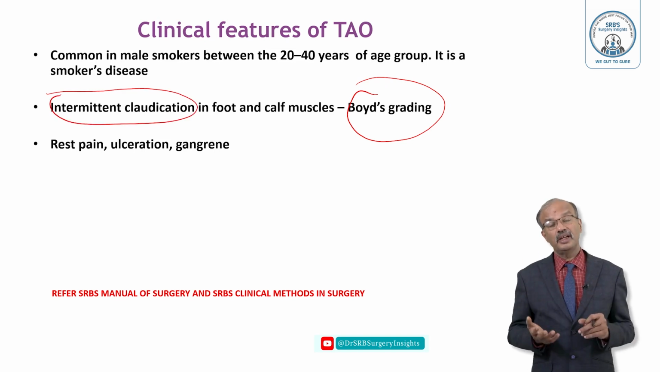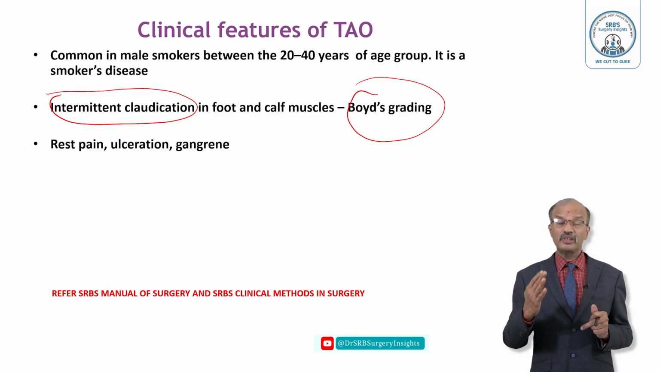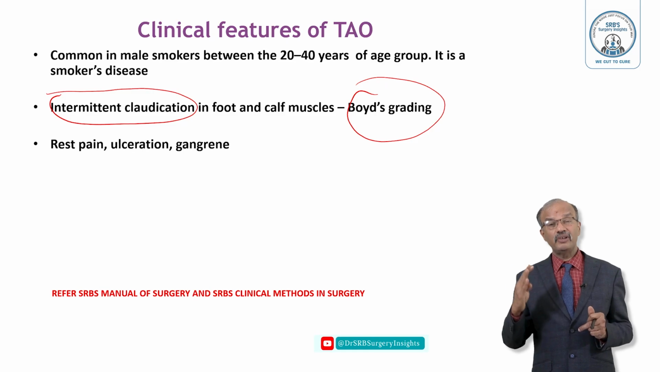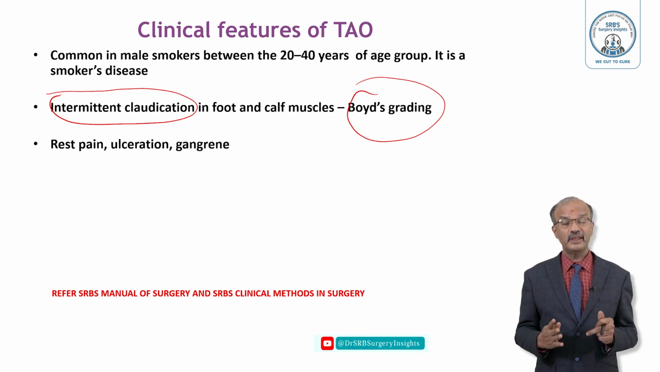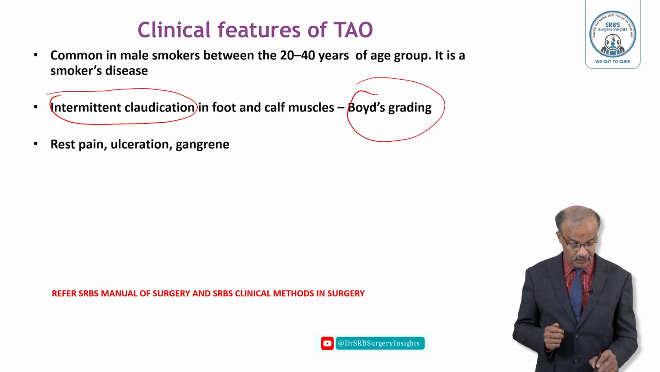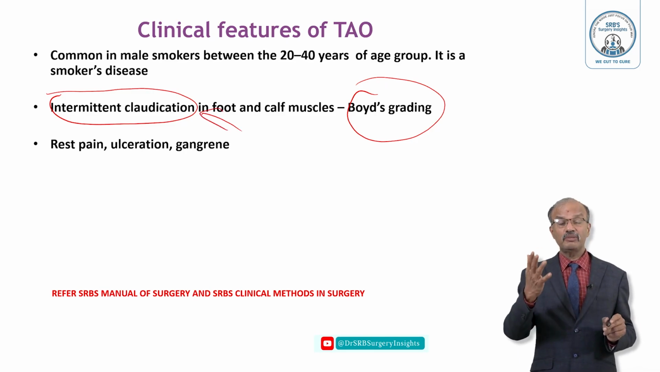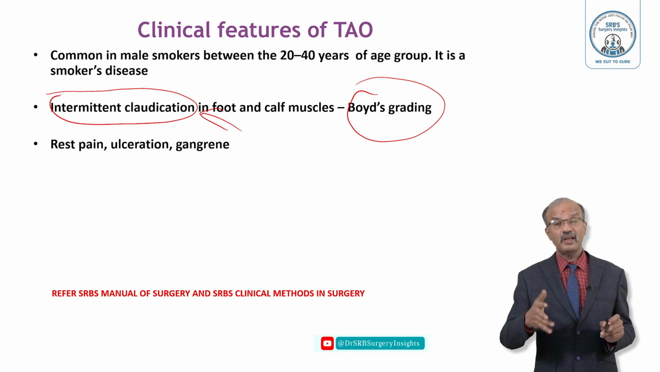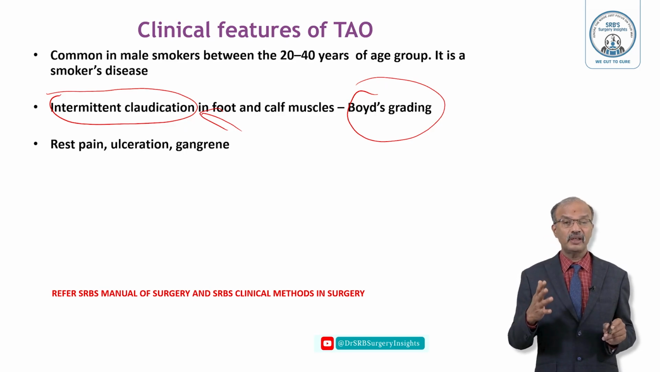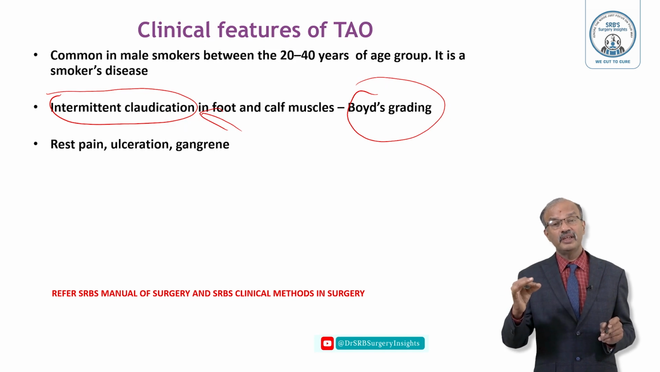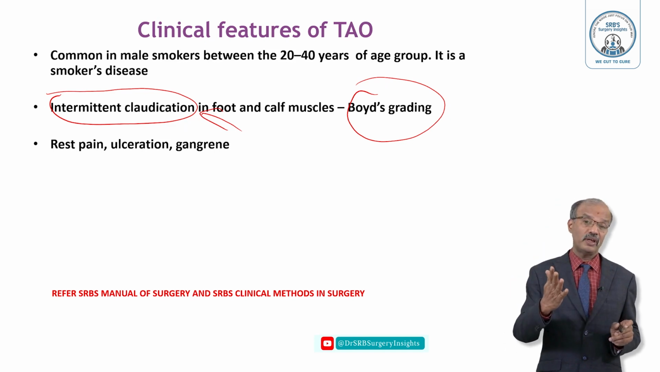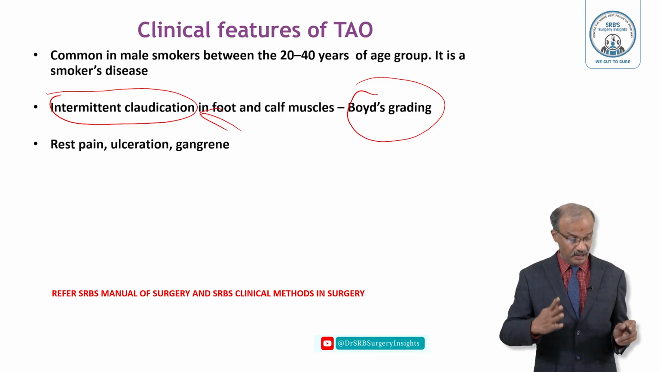Please refer to my SRB's Manual of Surgery, current edition, and SRB's Clinical Methods in Surgery, where it details the intermittent claudication, Boyd's grading, everything is given. We can always go through those things to understand. It's a short note. In viva they will ask, and when you present, it's a long case. Remember, vascular disease is a long case. They will always ask detail about intermittent claudication, arterial claudication, venous claudication, neurological claudications. So differences they will ask. Please go through my book to understand those things very clearly.